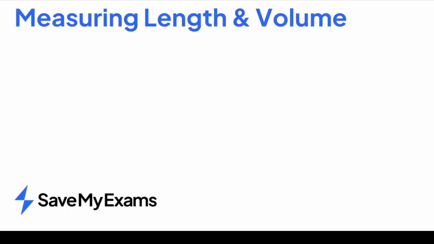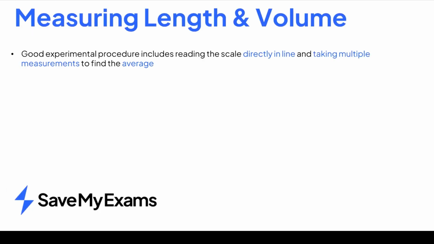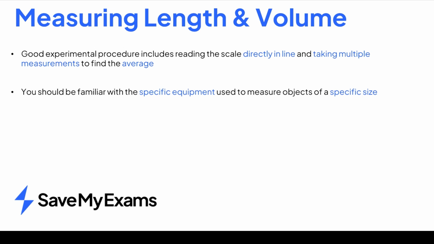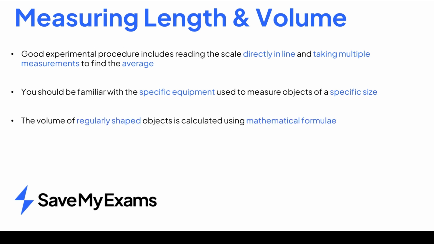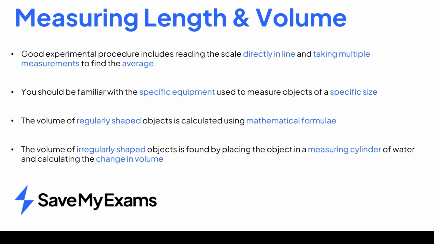In summary, good experimental procedure in physics includes reading the scale directly in line and taking multiple readings to find an average. You should be familiar with the specific equipment used to measure objects of different sizes. You can use mathematical formulae to calculate the volume of different regularly shaped objects such as spheres, cylinders, or cubes. You can add any object to water and calculate the increase in volume if it is hard to measure its dimensions.